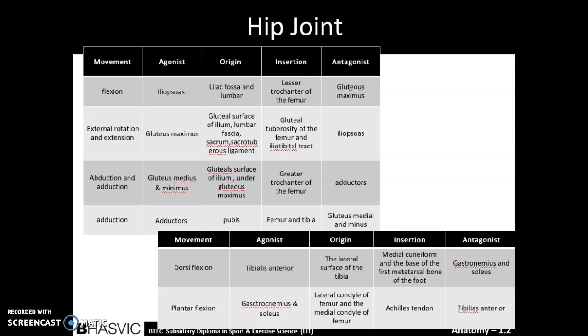When the agonist is tibialis anterior and the antagonist is gastrocnemius and soleus, the movement is dorsiflexion, the origin is the lateral surface of the tibia, and the insertion is the medial cuneiform and the base of the first metatarsal bone of the foot. When the agonist is gastrocnemius and soleus, and the antagonist is tibialis anterior, the movement is plantar flexion. The origin is lateral condyle and medial condyle of femur, and the insertion is Achilles tendon.